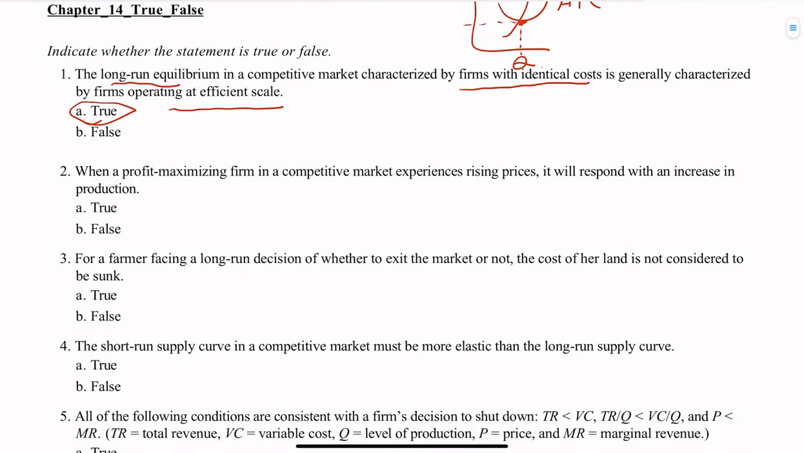When a profit maximizing firm in a competitive market experiences rising prices, it will respond with an increase in production. This is definitely correct, right? Because if you draw out the firm's profit maximization problem, you can see that if the initial price is P1, and after that the price is P2, quantity 2 will be larger, right? Essentially, this is because most of the time, the marginal cost curve is a competitive firm's supply curve, and we know that the marginal cost curve is upward sloping.